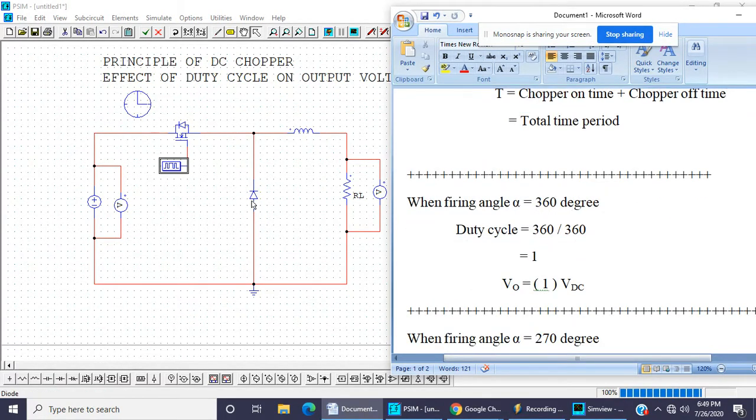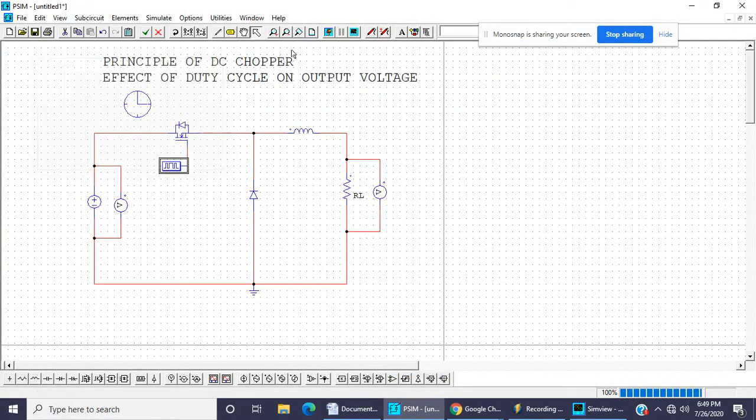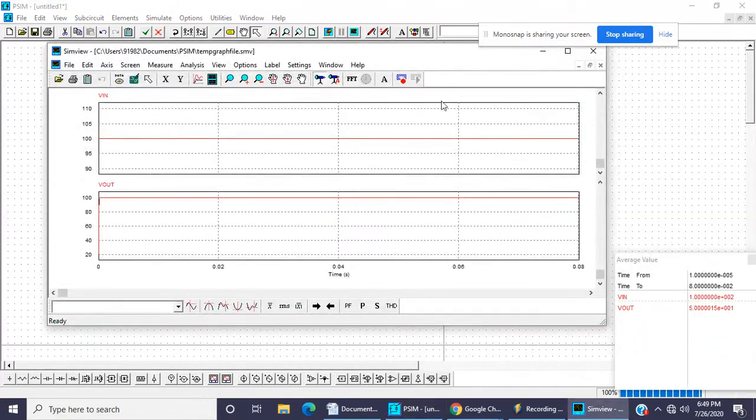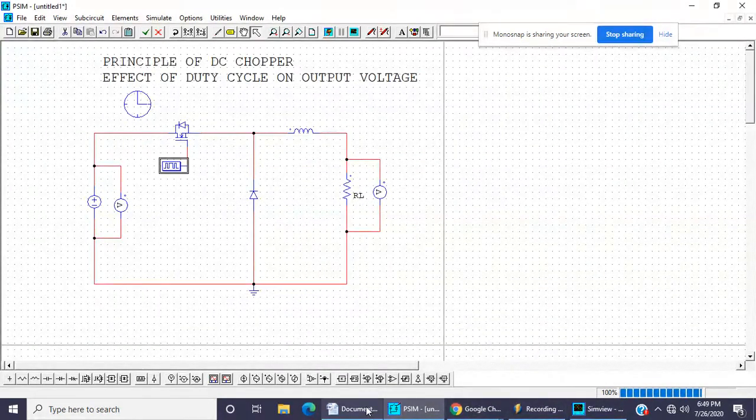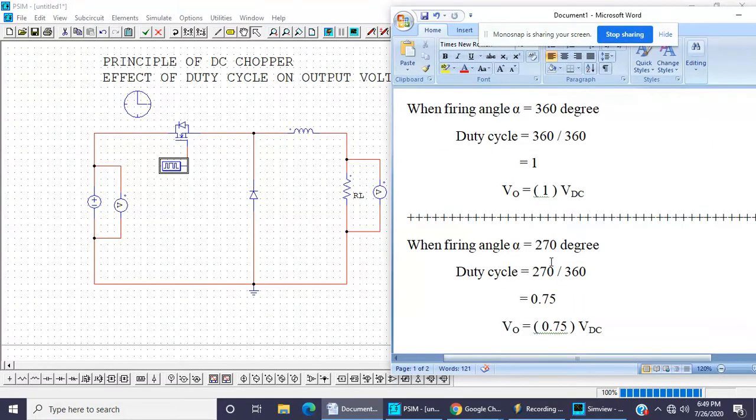When we make firing angle alpha equal to 360, this is 0 and 360. So output voltage is equal to input voltage. So duty cycle is equal to 360 divided by 360 is equal to 1. Output voltage is equal to input voltage. Now firing angle is made 270.